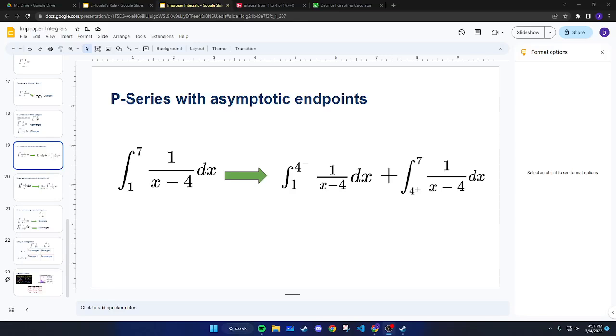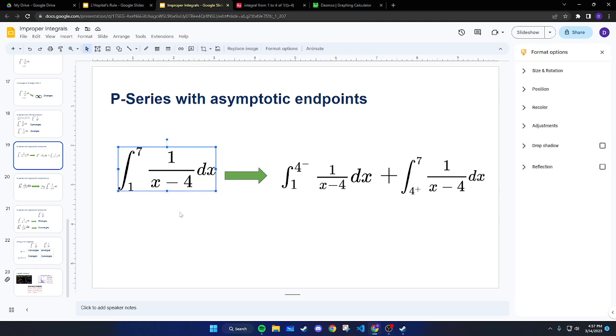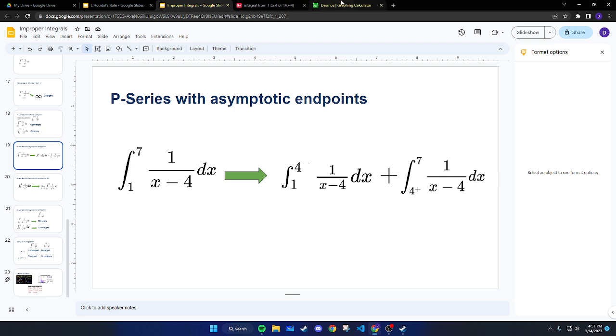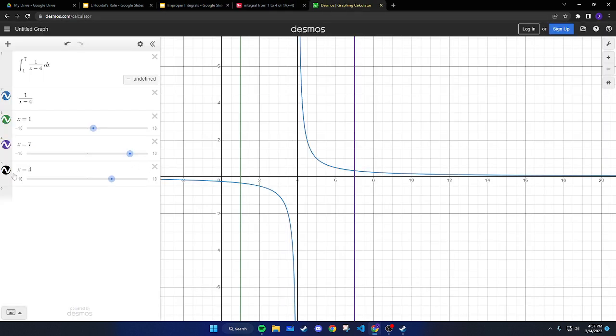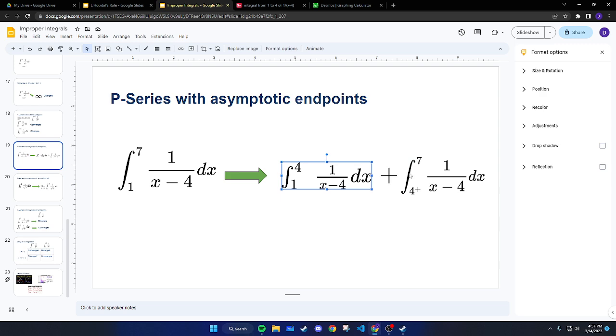Okay, so one of the questions I had was about this problem right here, and it's why isn't the area equal to 0? Because if we go over to Desmos, the graph in blue, that's the graph that we're looking at, and then 1 and 7 are our bounds. X equals 4, this is where our asymptote is, right?